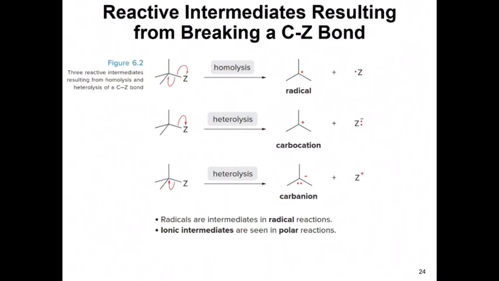Breaking a carbon-to-Z bond could result in the formation of three different reactive intermediates. If you were to break a bond via homolysis, this generates a radical reactive intermediate, which means that you have an unpaired electron on the carbon atom. If you were to break a bond via heterolysis, you can either generate a carbocation or a carbanion. A carbocation has a positive charge on the carbon atom, whereas a carbanion has a negative charge and a lone pair on the carbon atom.